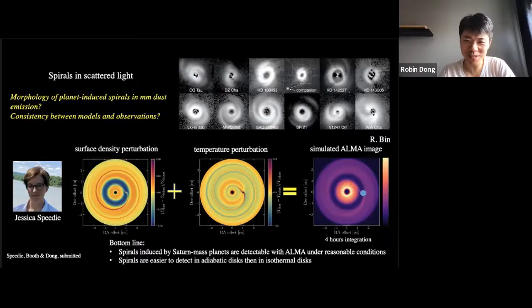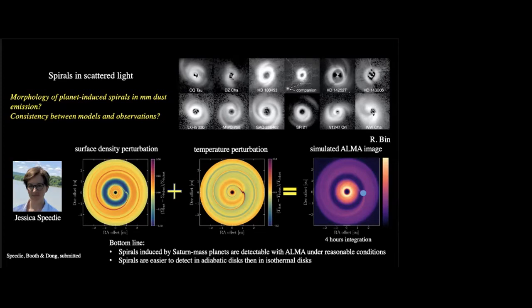You're exactly right. If you're looking at the surface density contrast, then adiabatic disks do have weaker spirals. But the detectability of the spirals in millimeter observations is determined by two factors: temperature and surface density. So adiabatic disks have weaker surface density spirals, but their temperature enhancement is strong enough to first overcome that weakness and actually make the spirals more prominent than the ones in isothermal disks. Great. Thank you.